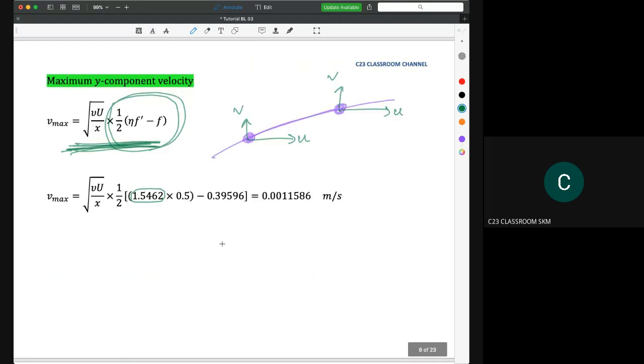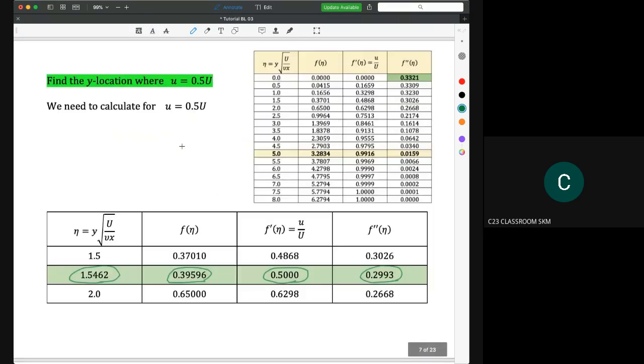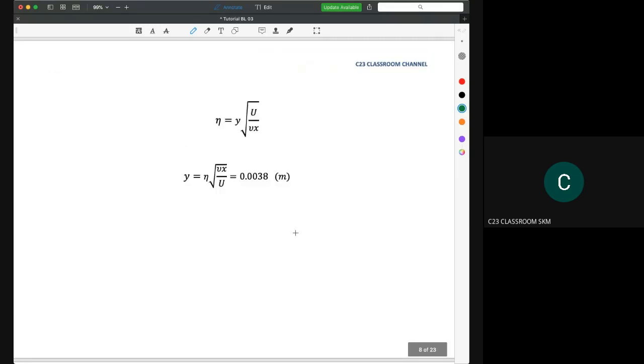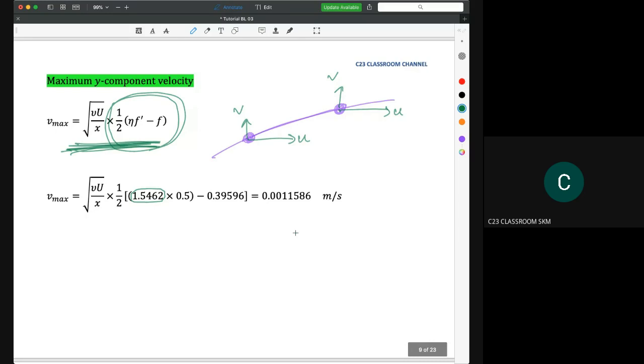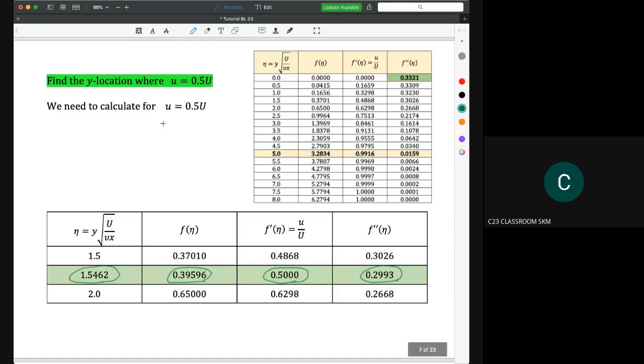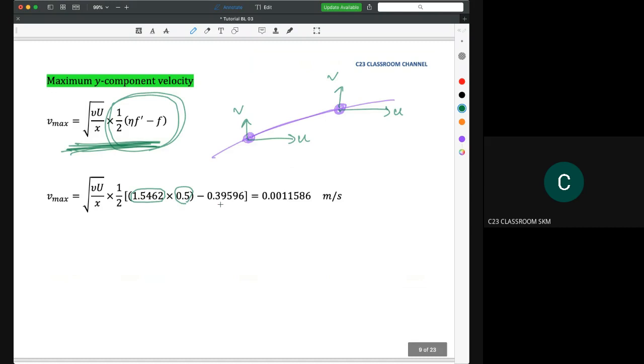And then we need to deduct with minus f. So f here, if we see, is equal to 0.5. I'm sorry, f prime is 0.5, and f here based on the table is equal to 0.39. So we substitute the value of 0.39 here, and then we could calculate the value, which is 0.0011586 meter per second.